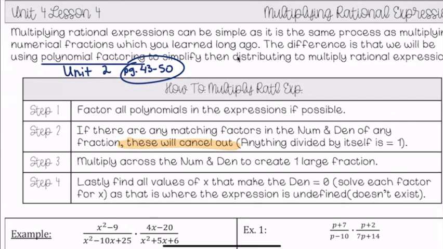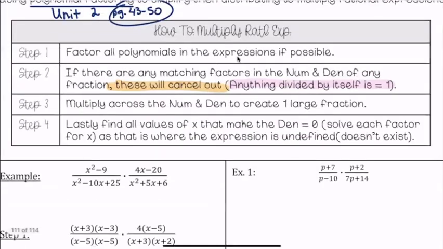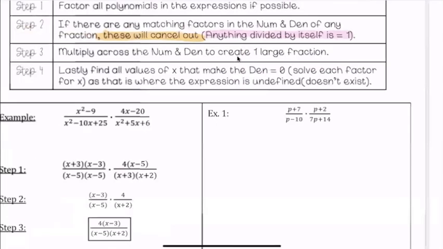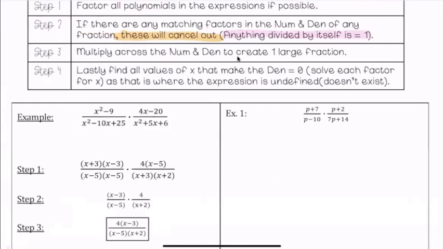Anything divided by itself is 1. This is a really common thing that we forget, I think. When you're dividing, you're not just canceling stuff out. Stuff doesn't just magically disappear. It's dividing by itself, which ends up being the value of 1. Step 3, multiply across the top and the bottom to create one large fraction. And then step 4, find all values of x that make the denominator equal to 0. And the reason we're doing that is so we can identify where the function is undefined. And when you're undefined, it means you don't exist. Well, not you, but the function. You know what I mean.